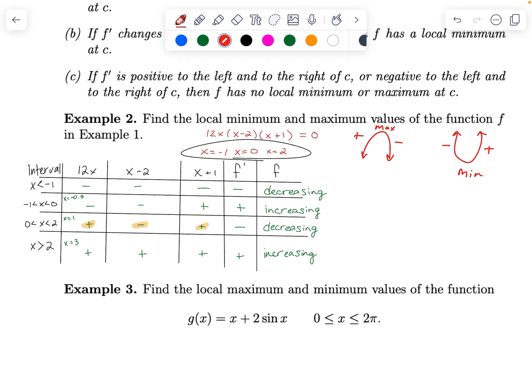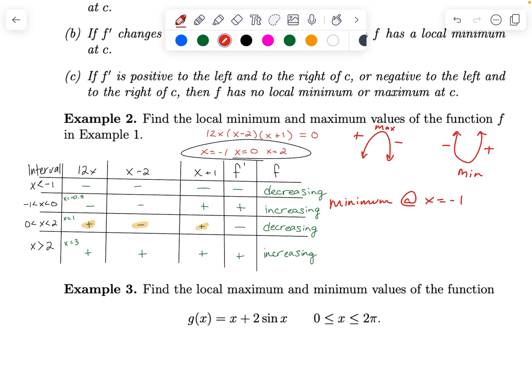So let's check the first one. I went from negative to positive. That means I was going down, now I'm going up. So if I went from negative to positive here, that must mean I have a local minimum at x equals -1.